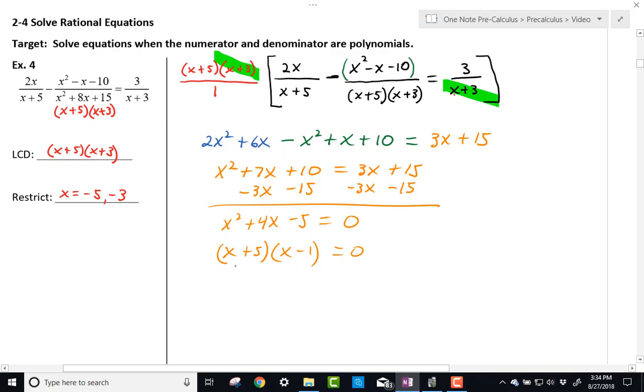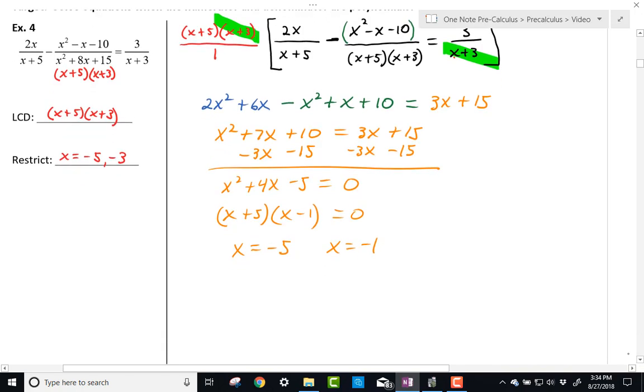I think that works out. So our two solutions are x equals -5 and x equals -1. Everything's looking great, right? But check your restrictions. All right? This guy does not work. X equals -5 is a restricted value. So my only solution here is x equals -1.